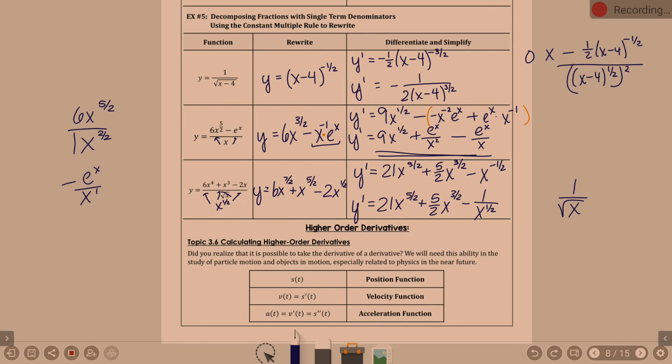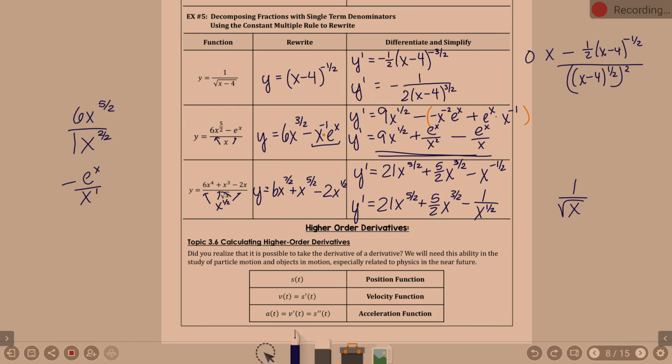Did you realize it's possible to take the derivative of a derivative? We'll need this ability in the study of particle motion and objects in motion, especially related to physics in the near future. There is a decent amount of physics in this course. Your base function is the position function. S of t is what it's designated as right here. Sometimes you might see it as x of t.